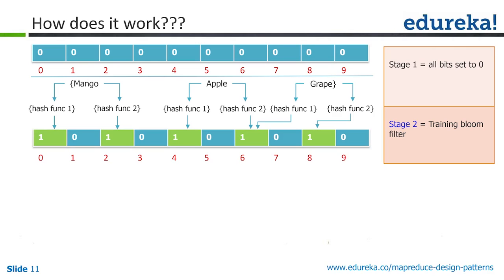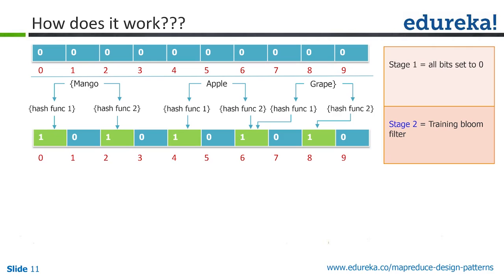For example, for the word mango, it is using two hash functions and the corresponding hash functions are highlighting bits 1 and 2. Similarly, for apple, the corresponding hash function values are highlighted as bits 4 and 6. Similarly, for the word grape, the corresponding hash functions are coming in 6 and 8. So you can use any number of hash functions you want, but the one thing you have to make sure is that whatever hash functions you are using, the same input should always return the same result.